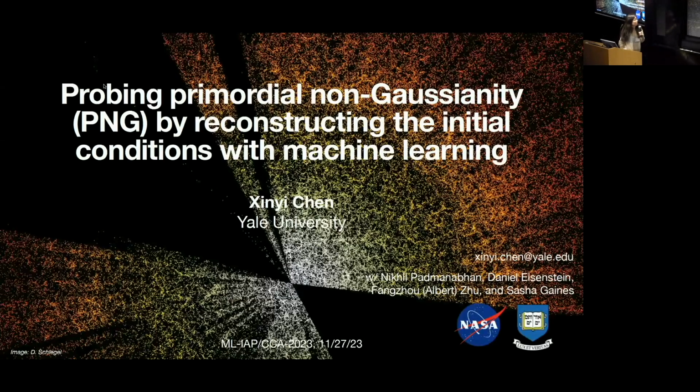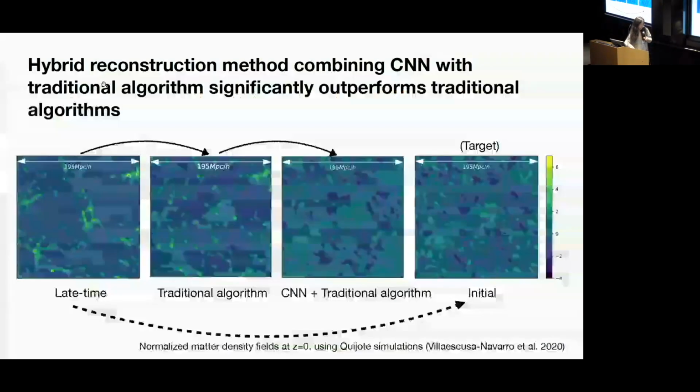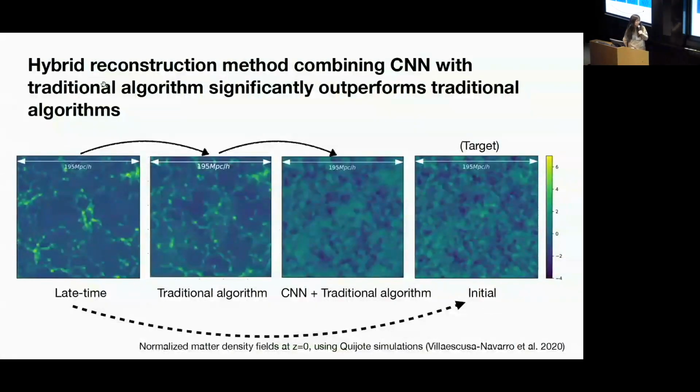Today I'll talk about a new approach to probe primordial non-Gaussianity by reconstructing the initial conditions with machine learning. Gravity also induces nonlinearities, and that's a source of confusion when we try to measure primordial non-Gaussianity. By reconstructing the initial conditions, we can remove this gravity-induced nonlinearity, and that can strengthen our signal from primordial. So we want to go from this late-time nonlinear density field back to the initial linear density field.